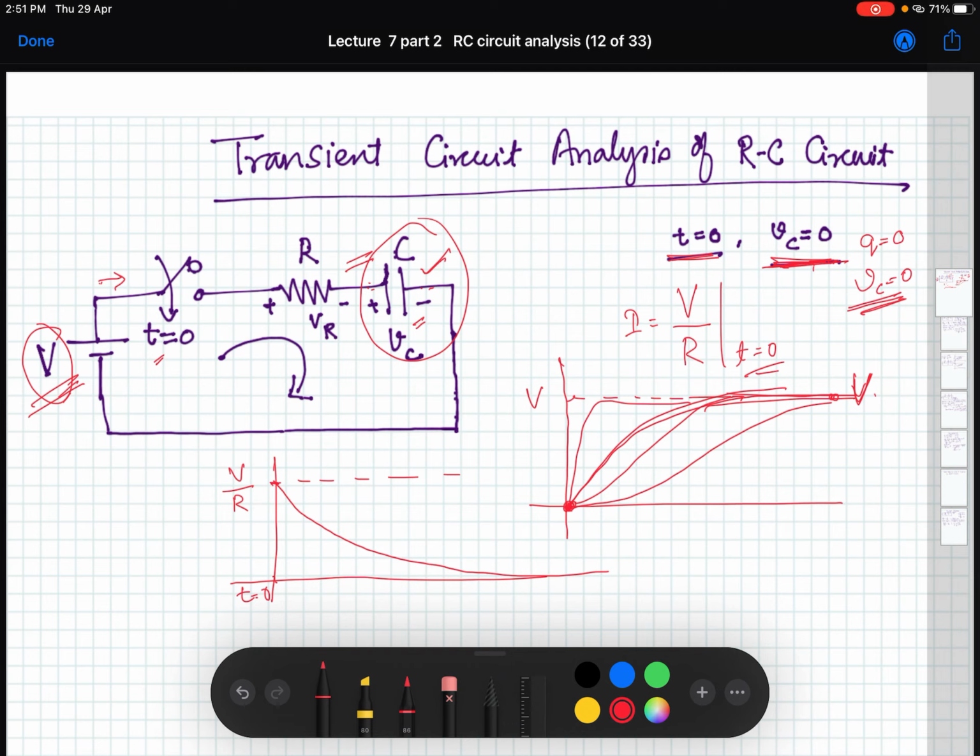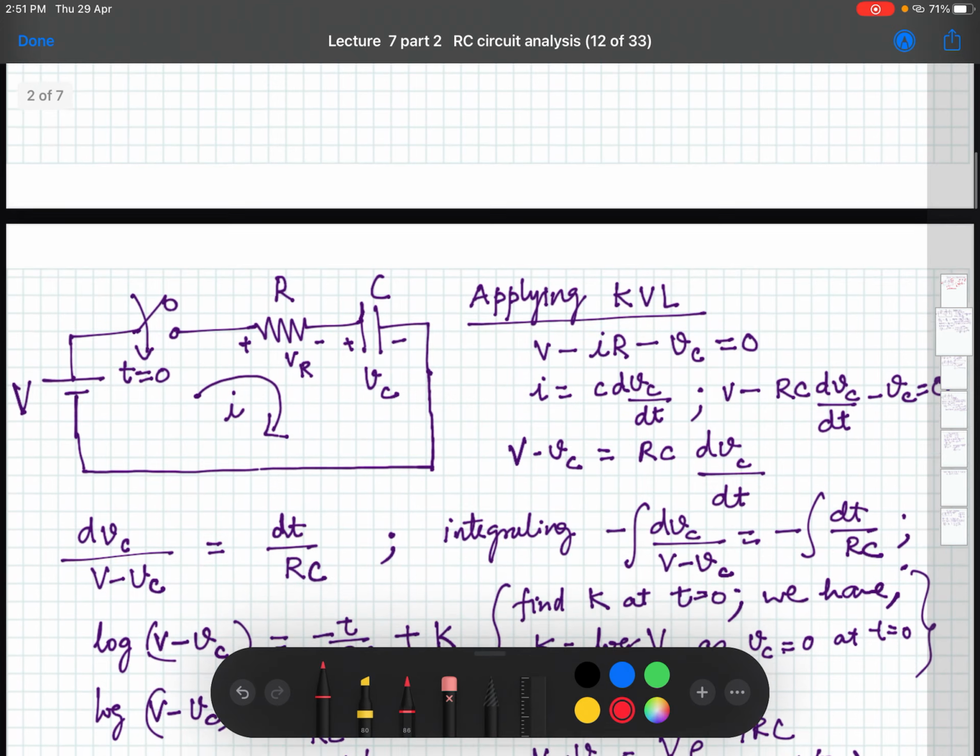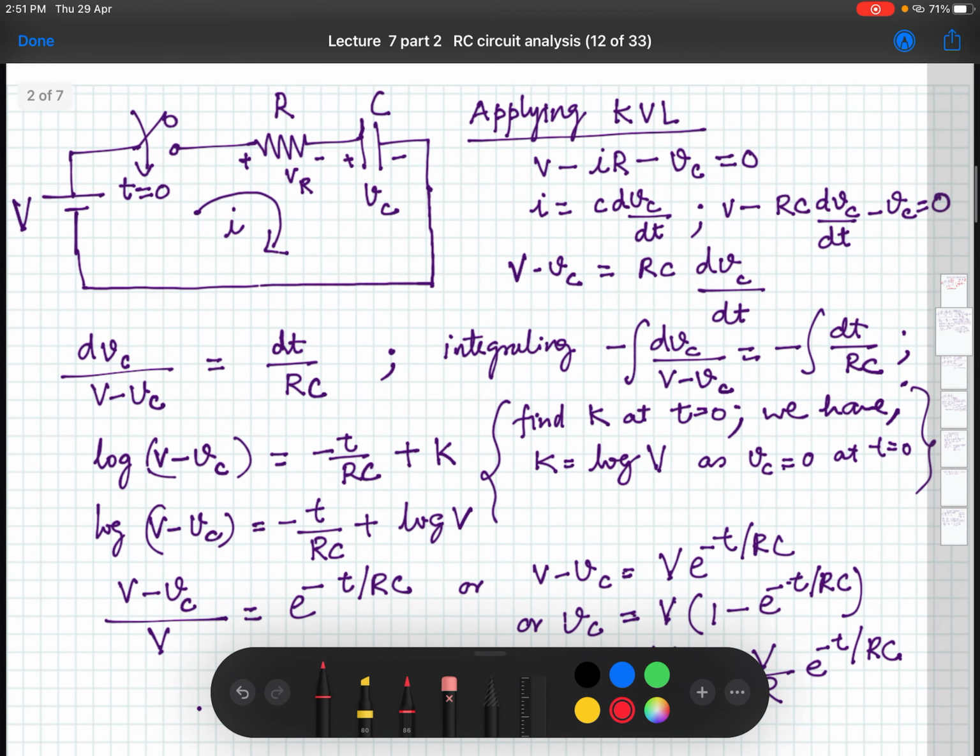So that is what we are assuming intuitively, that the circuit should behave in this way. Now we'll go for a rigorous analysis and try to see whether that rigorous analysis gives us similar answers. So here we have an RC circuit, the same circuit here, and let us try to write KVL for this circuit.